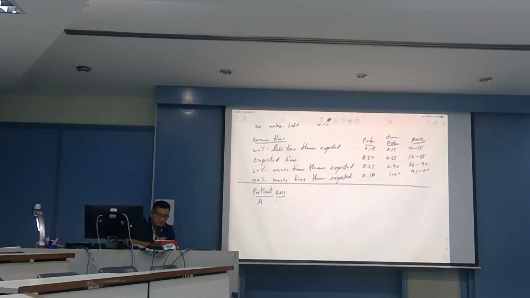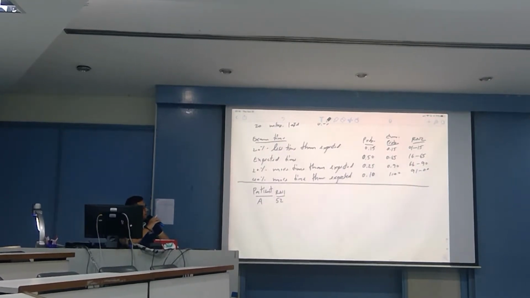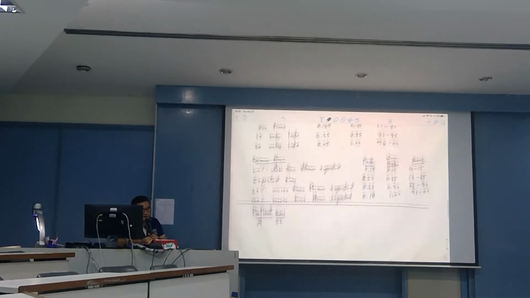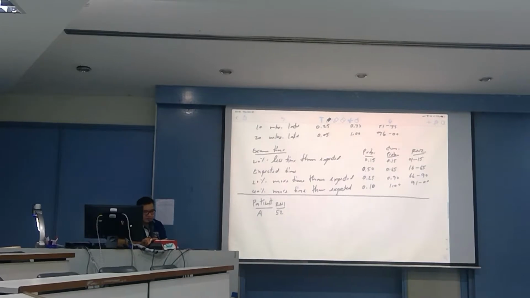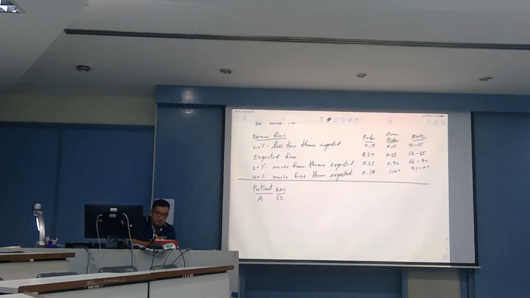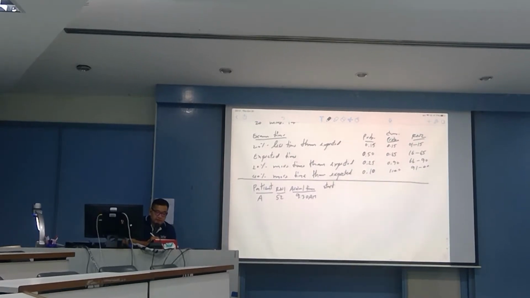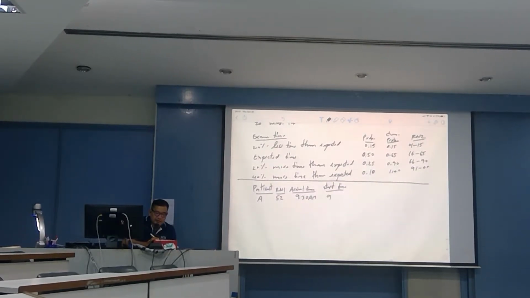Rn1 is 52, based on the information that they gave us. 52 is in the range of 31 to 70, so Adam arrived on time. He has an appointment at 9:30, and Dr. Ginsburg starts working at 9:30 as well, right? So start time in this case will be 9:30 as well.